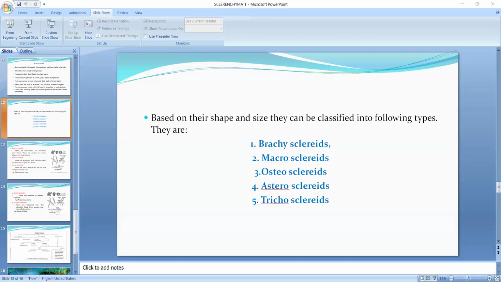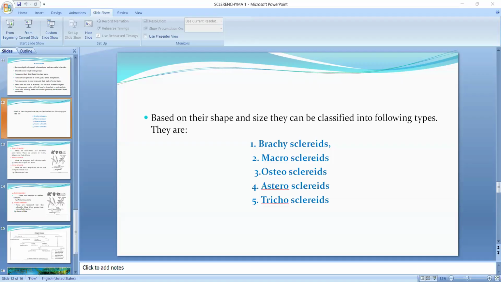Coming to the trichosclereids, these are very much elongated and somewhat hair-like in form. Tricho means hair-like. They are found in the intercellular spaces, in the leaves and stems of certain hydrophytes, in the aerial roots of Monstera, and in the leaves of Olea, the olive. That is the trichosclereids.